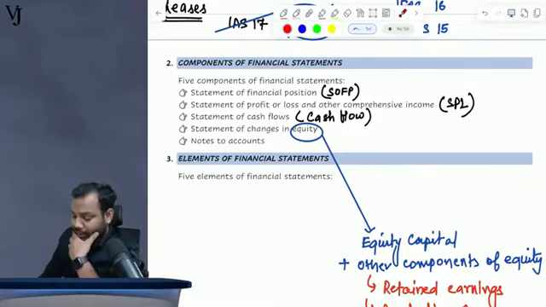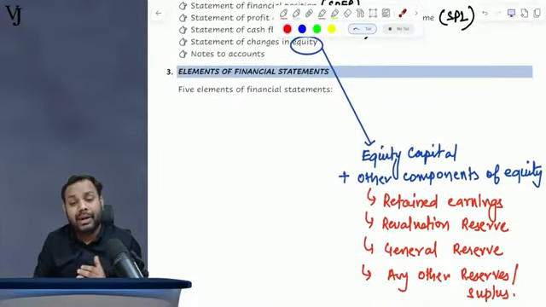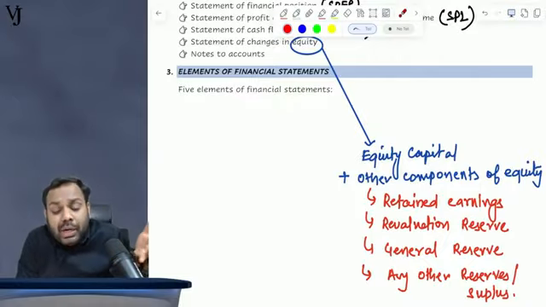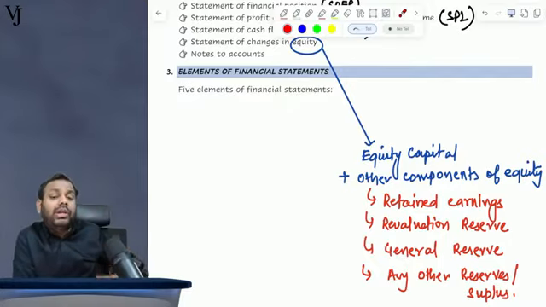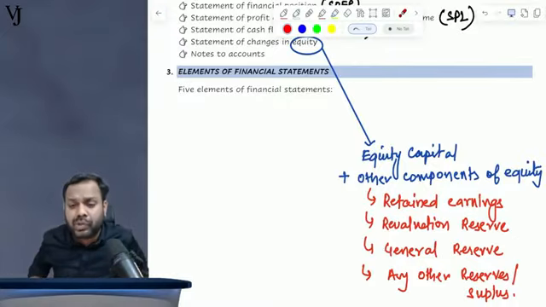Okay. Now in statement of changes of equity, again for other components of equity, we write retained earnings. So what was the opening retained earnings? What is the profit earned during the year? What is the dividend distributed during the year? What is the closing retained earnings? Okay. So now this is how we prepare statement of changes of equity.